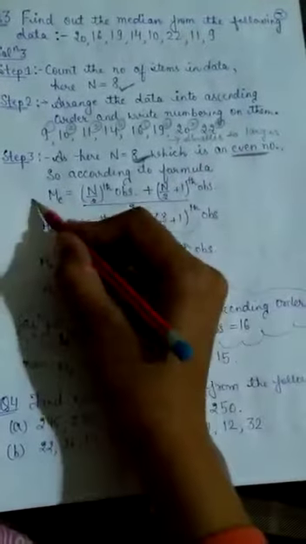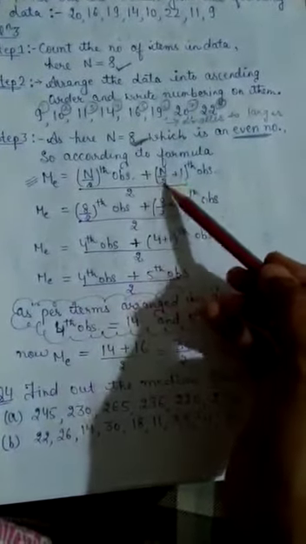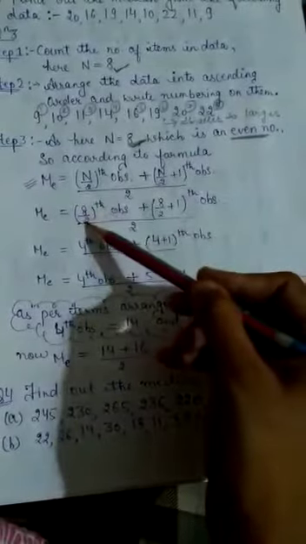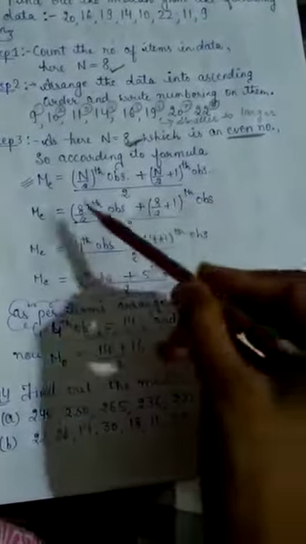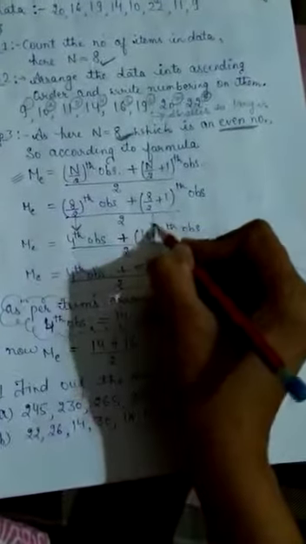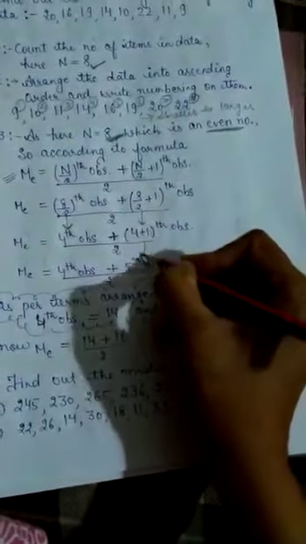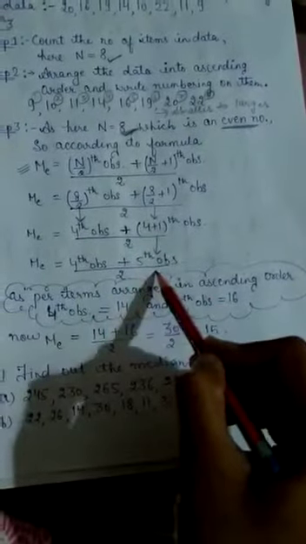The formula which we will use is this one. What is the formula saying? N upon 2th observation plus n by 2 plus 1th observation. It means 8 by 2 plus 8 by 2 plus 1th observation. It will give fourth; this 8 by 2 is 4 and this is plus 1, so we will get fifth here. So what we are having now: fourth, and 4 plus 1 will give you 5.